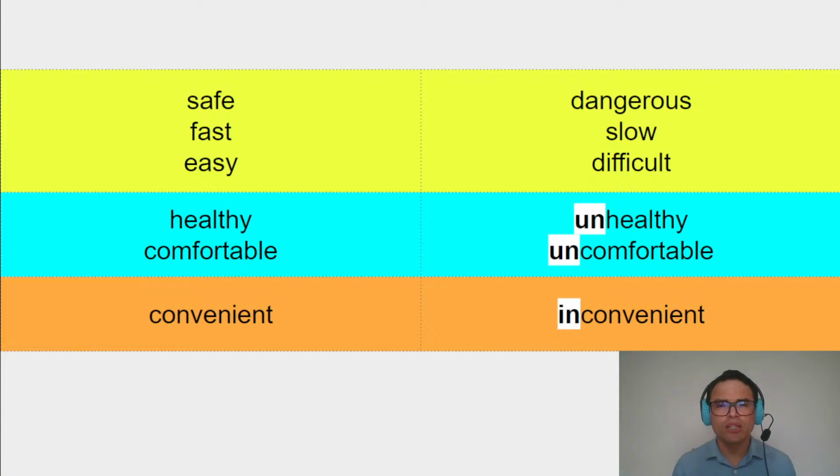However, there is another way to show contrast using a prefix. Okay, do you see light blue? Yes. Healthy, opposite, unhealthy. Comfortable, opposite, uncomfortable. So using that prefix, you can turn a word into its opposite, right? So yellow, different spelling, opposites with different spelling. Light blue, opposites with the same spelling but with a prefix that changes the meaning of the word. Orange, another prefix that helps you make opposites. Convenient, inconvenient. Right? Very useful, right?